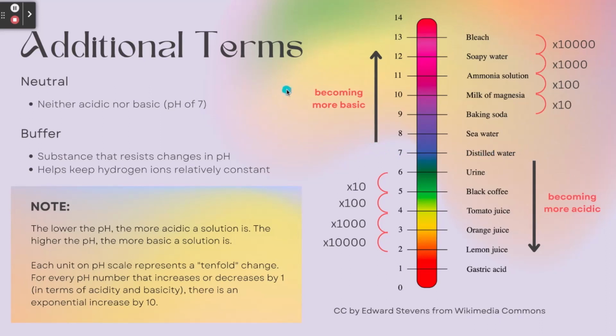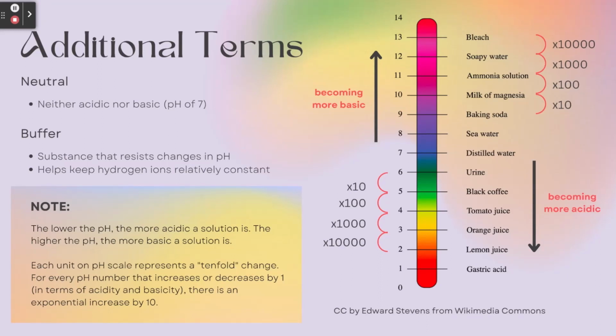A buffer is a substance that resists changes in pH, and it helps keep hydrogen ions relatively constant. So if something is becoming a little too acidic or a little too basic, a buffer will help control those changes and keep the pH level stable. So here in my notes, I've included that the lower the pH, the more acidic a solution is. The higher the pH, the more basic a solution is. Each unit on the pH scale represents a tenfold change. For every pH number that increases or decreases by 1, there's an exponential increase by 10.